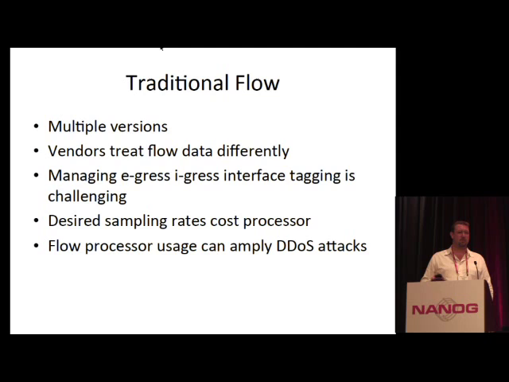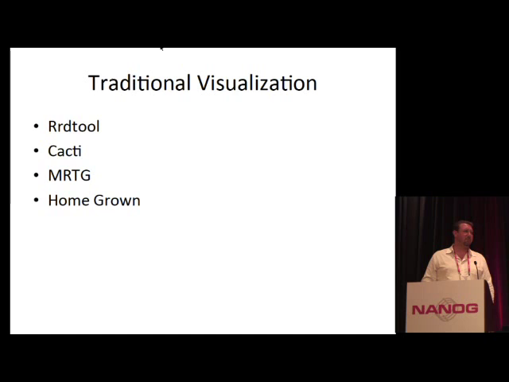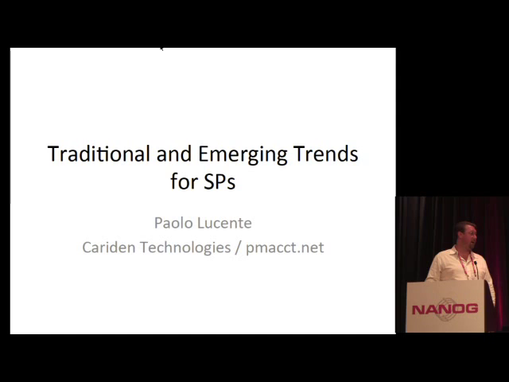And of course, there's all kinds of traditional visualization tools that go with it, things like RRDtool, Cacti, MRTG, all kinds of homegrown tools, PNG, JPEG libraries, whatever you've done, very simple examples of traditional visualization. But we're going to talk about emerging trends. So I'm going to pass it to Paolo to start off with the first example.